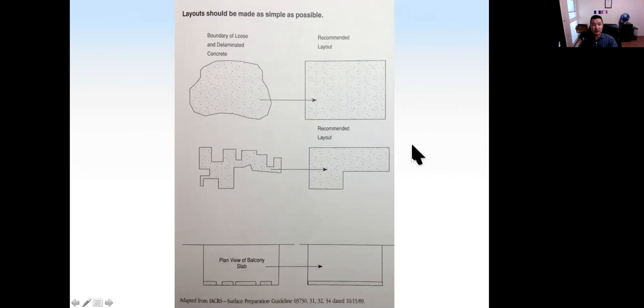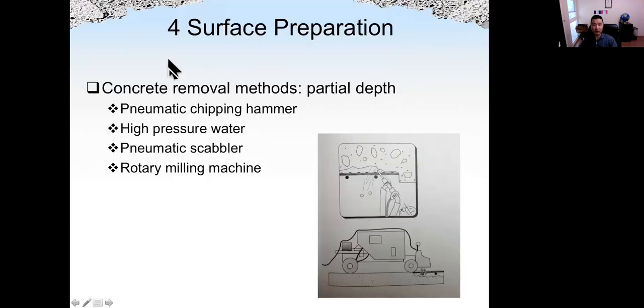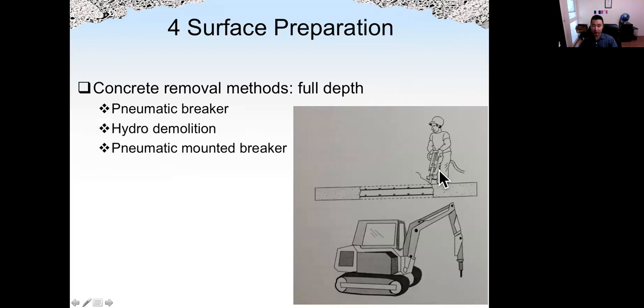So that's how we decide the layout, and then we need to prepare the surface. We need to remove the damaged concrete. Depending on how deep the repair needs to be, for partial depths, we can use methods such as a pneumatic chipping hammer, high pressure water, pneumatic scrubber, and so on. For full depths, we can use a pneumatic breaker, hydro demolition, or a pneumatic mounted breaker to demolish the damaged concrete.